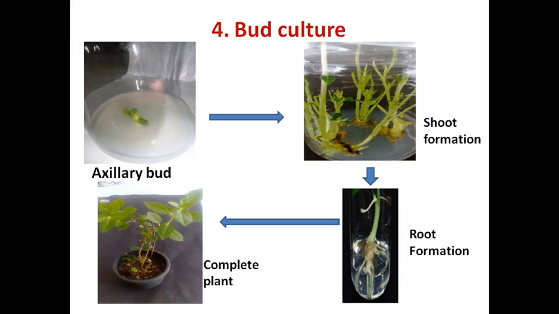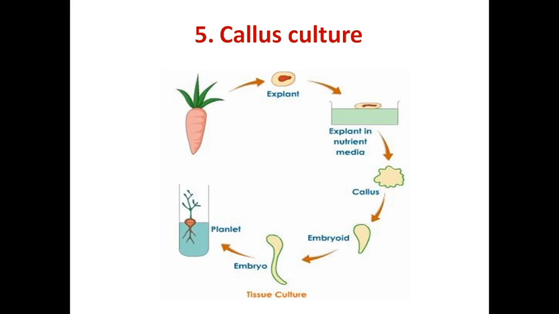Okay, so this is the bud culture. Then, students, next I am focusing on callus culture. See, the callus is usually a more or less unorganized or undifferentiated mass of cells arising from any kind of explant we can use here.